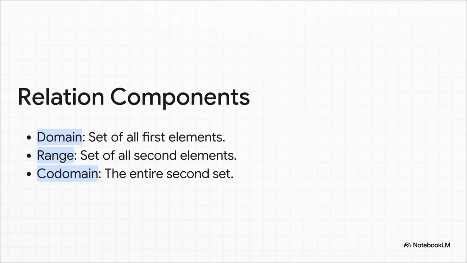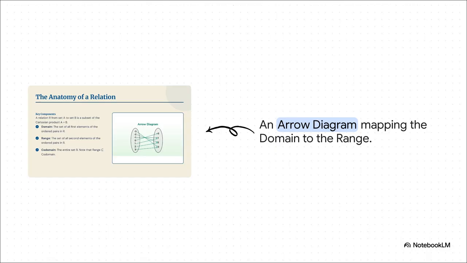Think of it like this. The codomain is the full menu at a restaurant, but the range is just what you actually ordered to eat. And this image here brilliantly illustrates exactly what I'm talking about. Look at this arrow diagram. It visually maps the inputs from our domain on the left straight over to the outputs in our range on the right. You can literally trace the path of the relation.